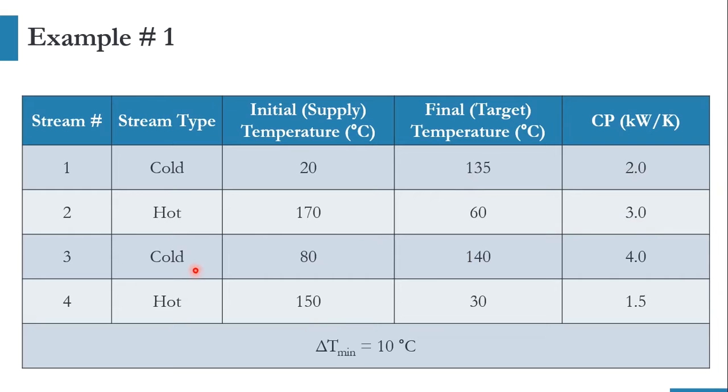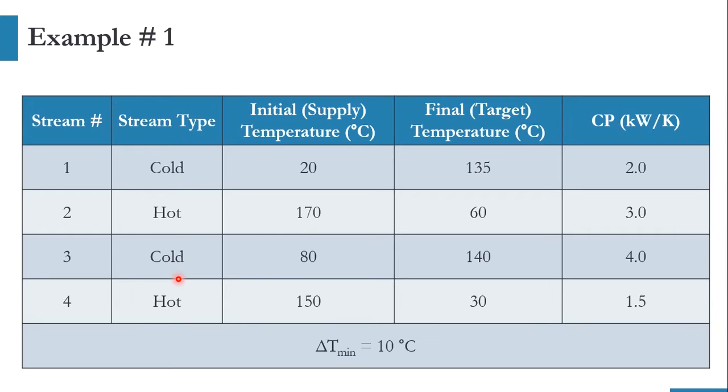Cp value 3, cold stream 80 to 140, Cp value is 4, and hot stream 150 to 30, Cp value 1.5, and the delta T minimum for this system is 10 degrees centigrade. Now, there are two hot streams, there are two cold streams.